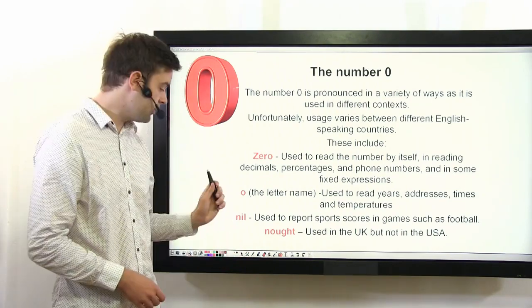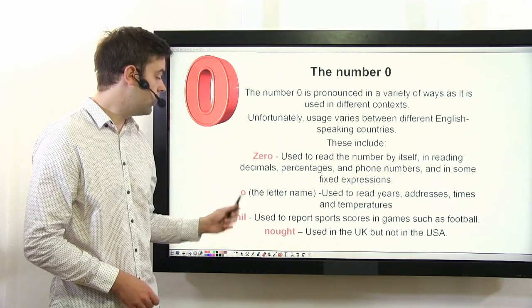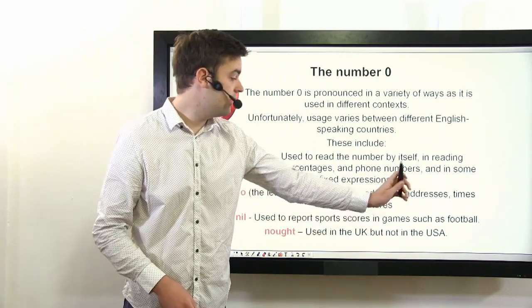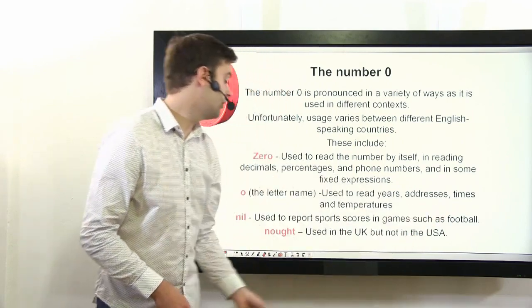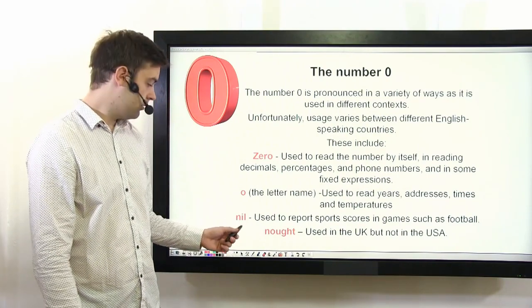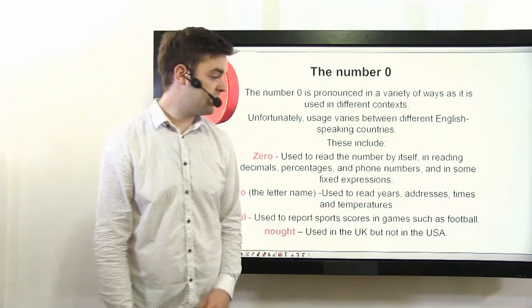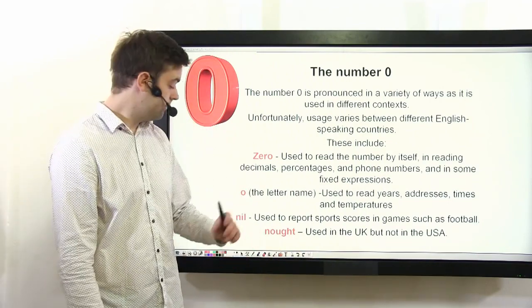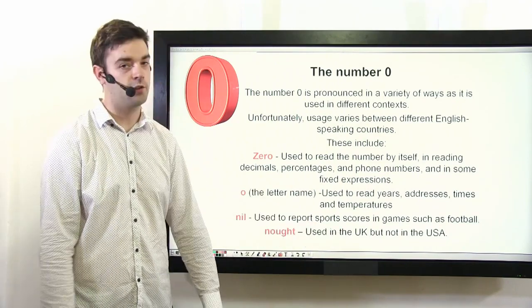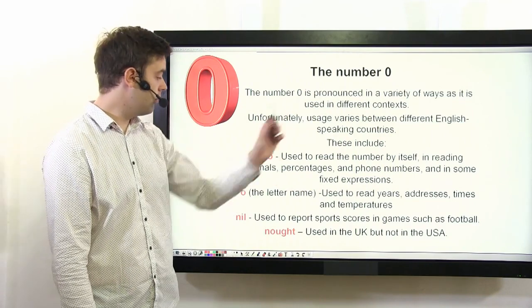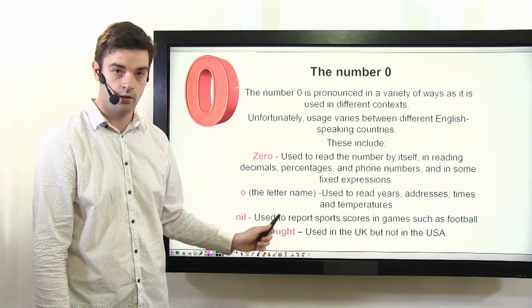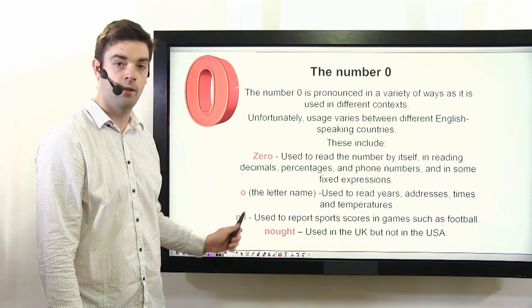We can also pronounce it as just O. So 0 or O. O is used to read years, addresses, times, and temperatures. We've got nil, which is used to report sports scores in games such as football. And finally, naught, which is used in the UK, but not in the USA. So the number 0, we've got 0, O, nil, and naught.